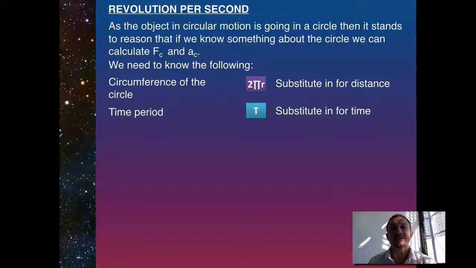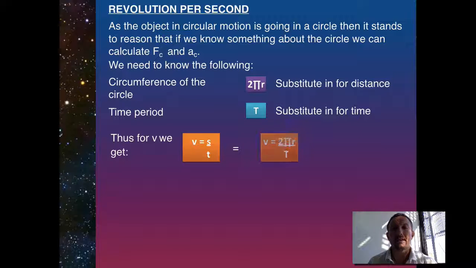Now the time period is the time for an object to make one complete revolution, or 2 pi r of the circle. So we can now substitute that into velocity. We know that velocity is distance over time. So in this case, the distance is going to be our circular distance, which is 2 pi r, and the time is going to be the time period, the time to actually travel one complete circle. So instead of distance over time, what we then end up with is 2 pi r over T.